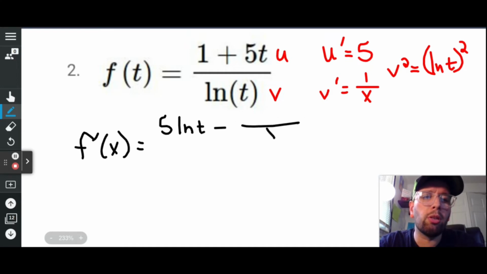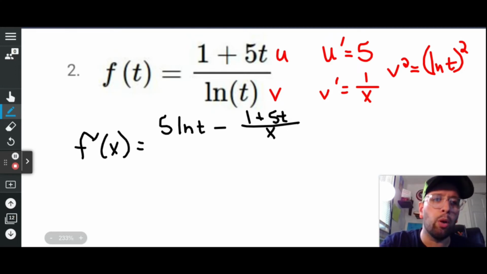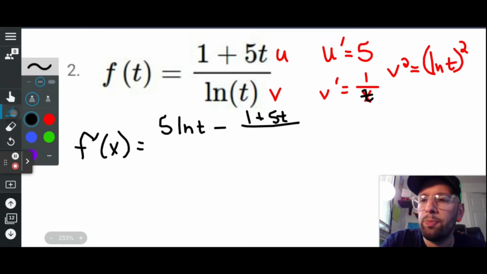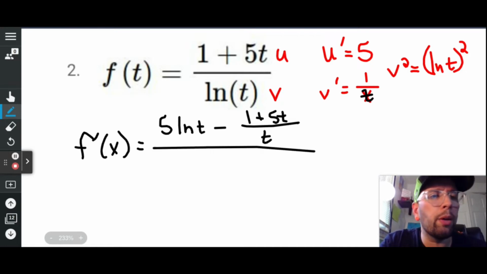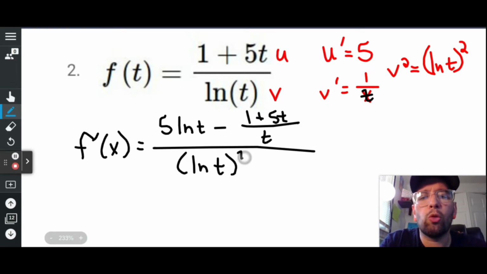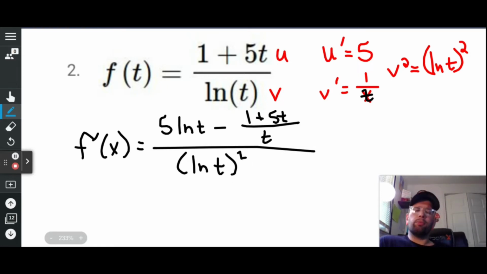So why don't I do this? u, which is 1 plus 5t. See what I did there? Is it t or is it x? Oh, it's t. So let's make that 1 over x a t. Oops. And let's make this a t too. And that's all going to be over v squared, which is ln of t squared. And we're just going to leave it like that. No need to do too much. No need to combine fractions and make the day harder than it has to be.